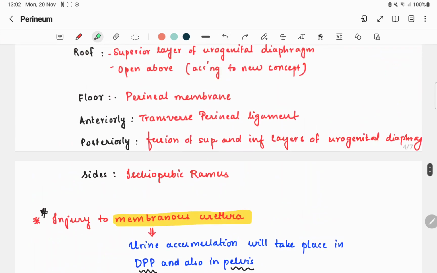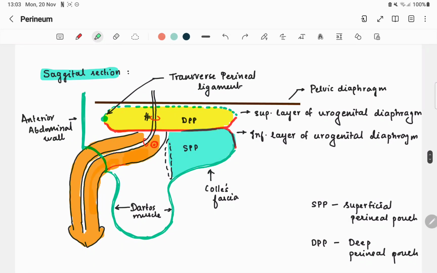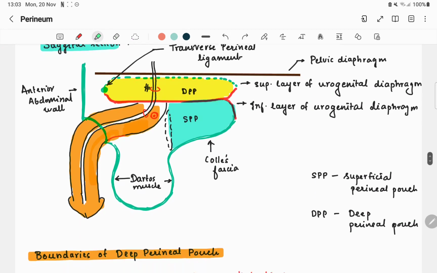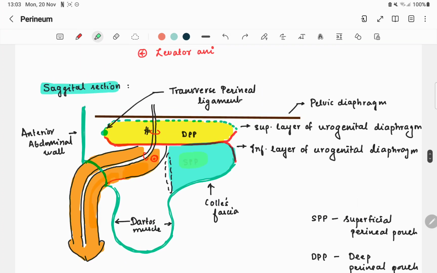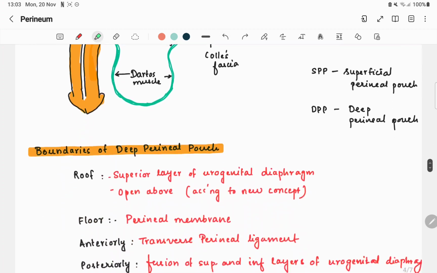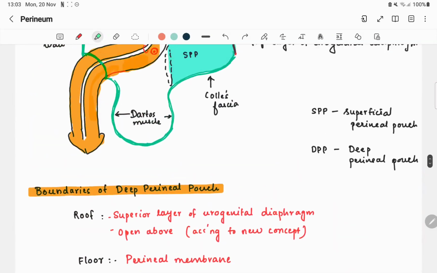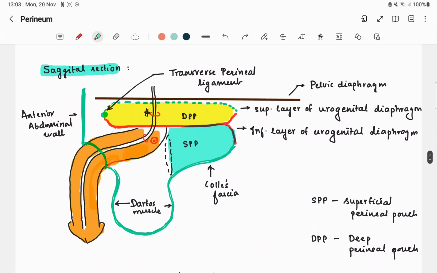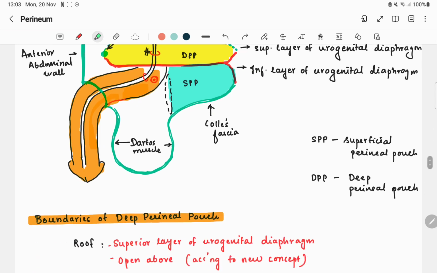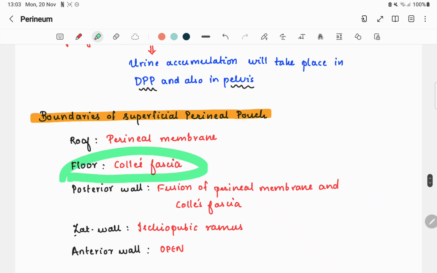Okay. Talking about the superficial perineal pouch. This is a superficial perineal pouch, bounded in the anterior part, superiorly by your inferior layer of deep UGD. So the roof is formed by the perineal membrane. Talking about the perineal membrane, it will form its roof, and the floor will be by the Colles fascia.